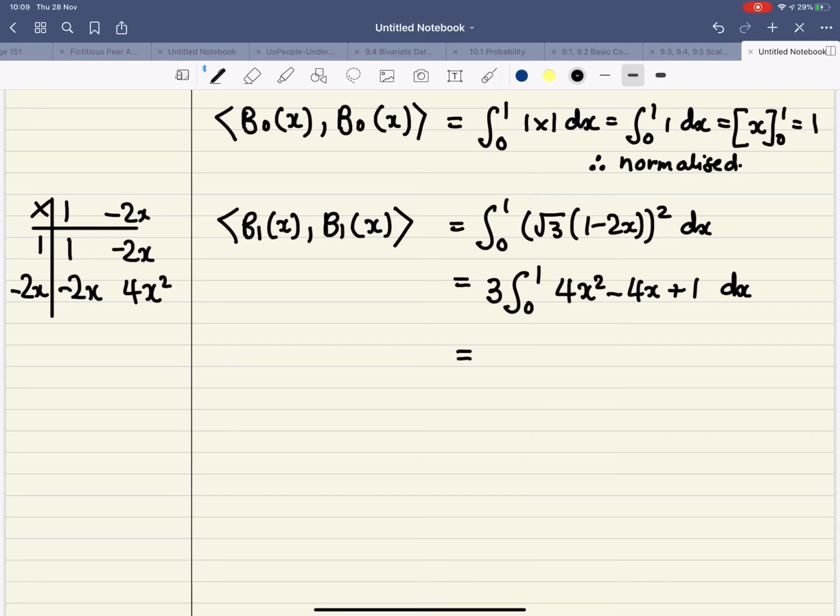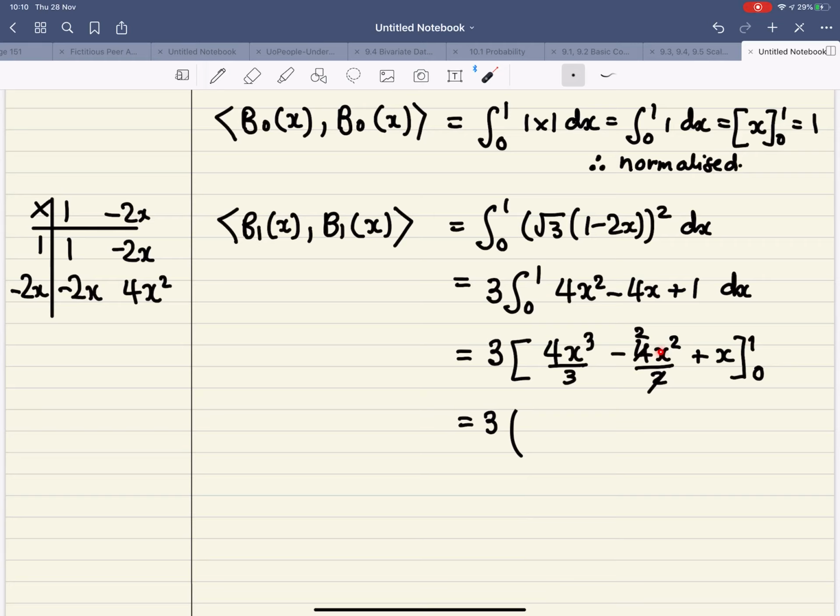So doing this with itself, it's got to equal 1. Add 1 to the power, divide by the new power, and that cancels. Then add 1 to the power again, with limits 1 and 0. Now, when we put 1 in here, any power of 1 is always 1, so it just picks out the coefficients: 4/3 minus 2 plus 1. And when we put 0 in here, the value is 0, because it's 0 there, 0 there, and 0 there, so 3 times 0.